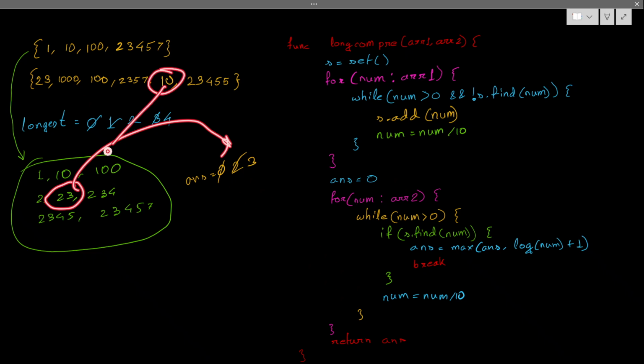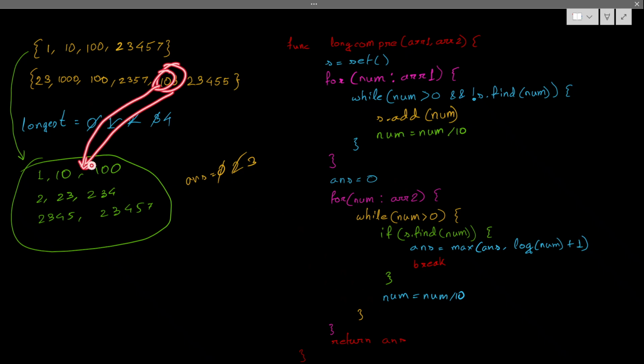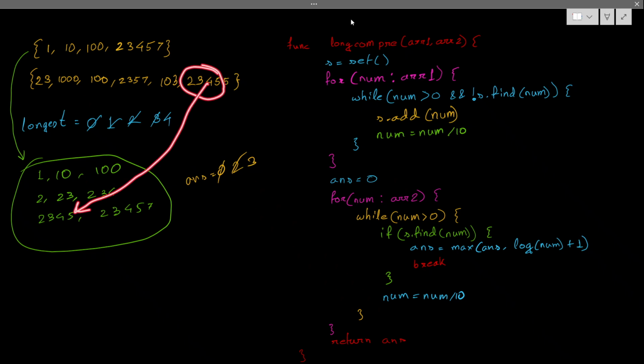Is 10 present? Yes, present. But let's say it is not 10, it is 103. If 103 is present? No, 103 is not present, so I'll reduce the number to 10. If 10 is present, yes, it is present. So I'll try to update, but the length of 10 is 2, while my current answer is 3, so I'll not update. Then I'll come to 23455. Is it present? No, not present. I reduce it to 2345. It is present. Yes, it is present. So I'll update the answer, break, and return the answer.